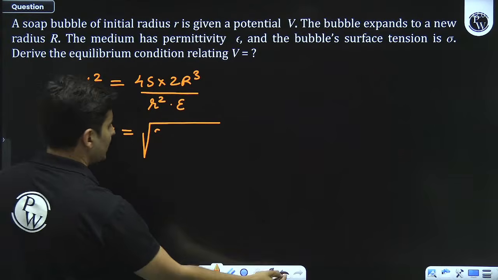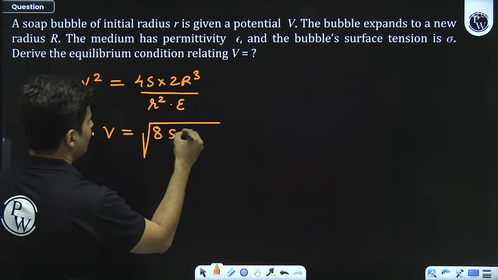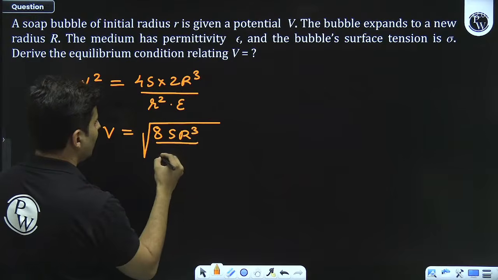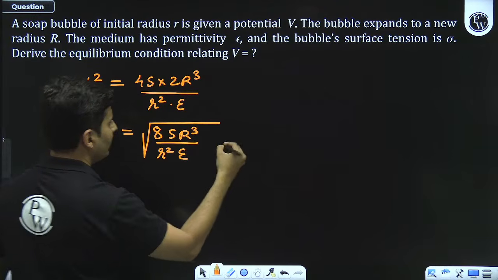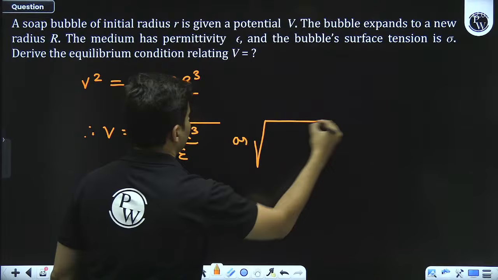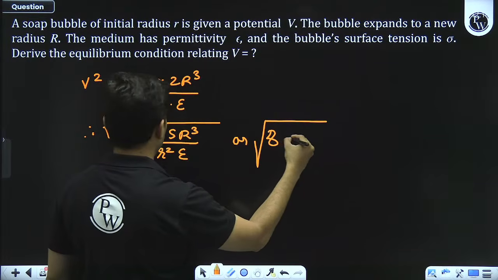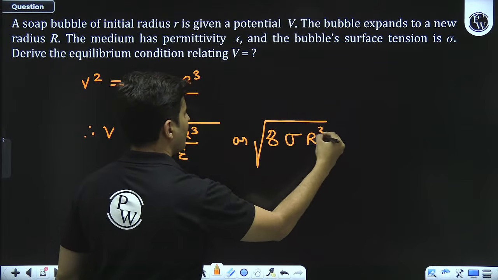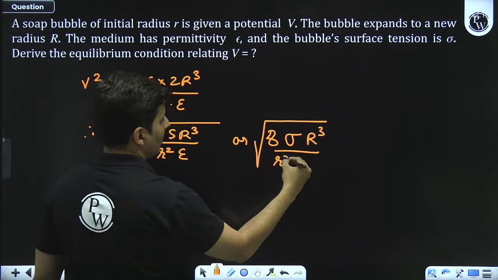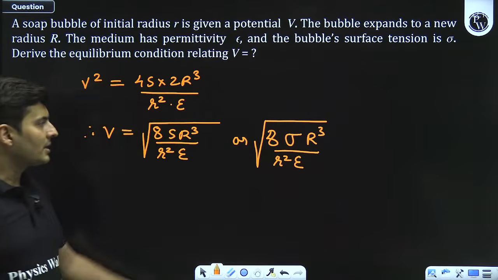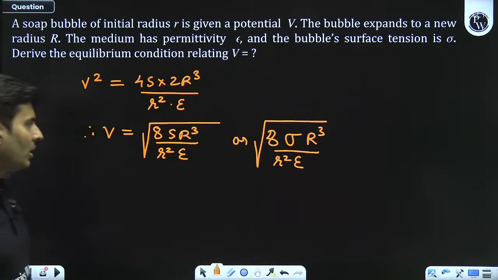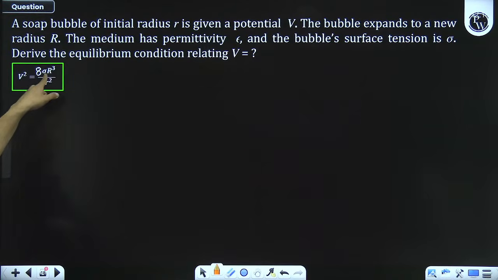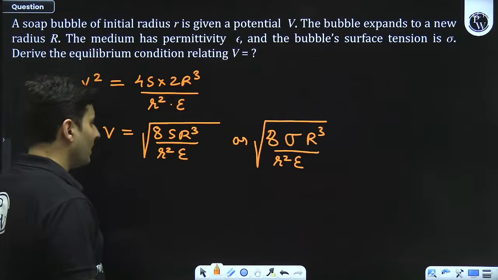4 into 2 is nothing but 8 S R cube divided by R square epsilon, or you can also write it as 8 sigma R cube divided by R square epsilon. Yes, you can use the symbol sigma also. So 8 sigma R cube by R square epsilon is V square. So V is the root of it. Perfect. This is how we can solve it.